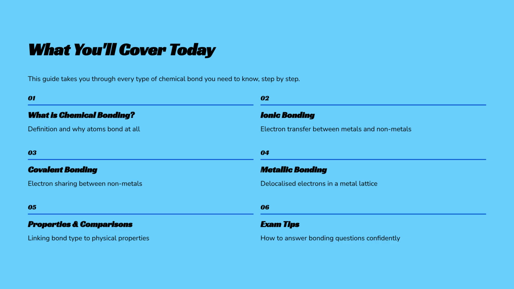Today we'll start with the definition of chemical bonding. Then we'll cover ionic, covalent, and metallic bonding, including their properties. Finally, we'll share some valuable exam tips.